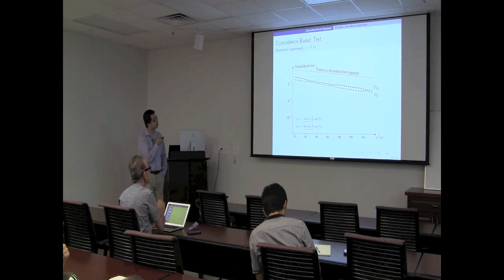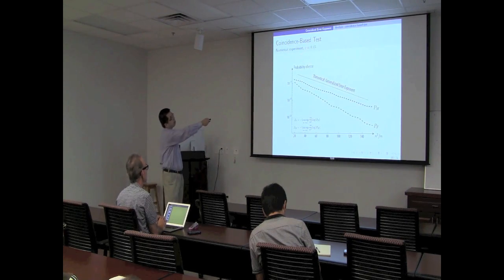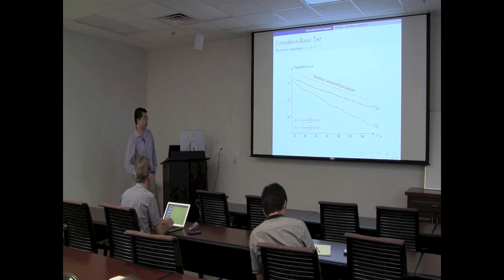What was the difference between the previous slide and this one? This one has a different epsilon, a different distance between the alternative and the null distribution. Okay. Questions so far?